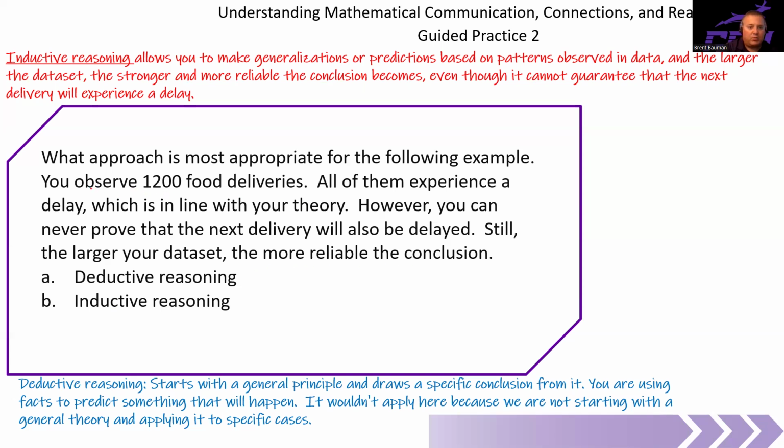It's telling us that we're observing something, so that's a good sign. We're going to draw a theory, but it also tells us that it's not going to prove that it's going to happen for sure. It's what we assume will happen, but it's not something we can guarantee will happen. It's telling us that the larger the data set, the more reliable the conclusion. So this is all leading us to inductive reasoning. Again, remembering the difference between the two, identifying them, and practicing those concepts will be helpful.